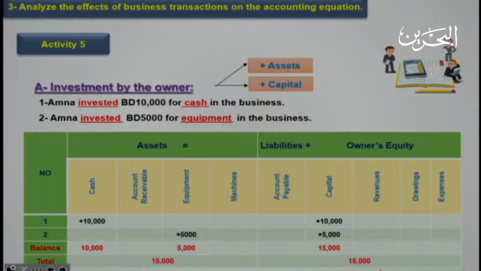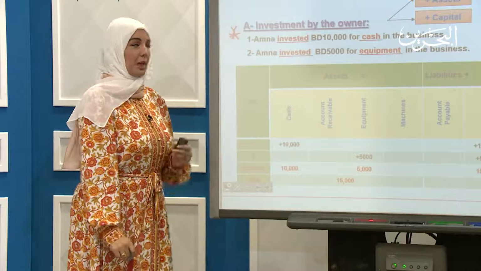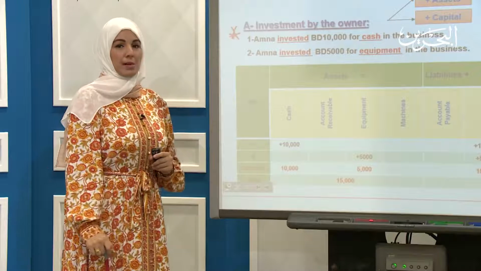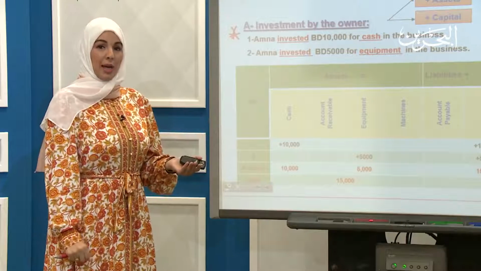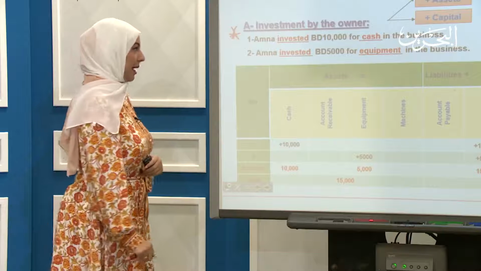Now I will move to the analysis of the effect of business transactions on the accounting equation. In our activity, I have a transaction, and each transaction will affect some accounts. Let's take a look at our transaction. The first transaction is investment by the owner. If I want to invest, what type of account will be affected? I should notice that in each transaction, at a minimum, 2 accounts will be affected. It can be more than 2 accounts, but cannot be less than 2 accounts.